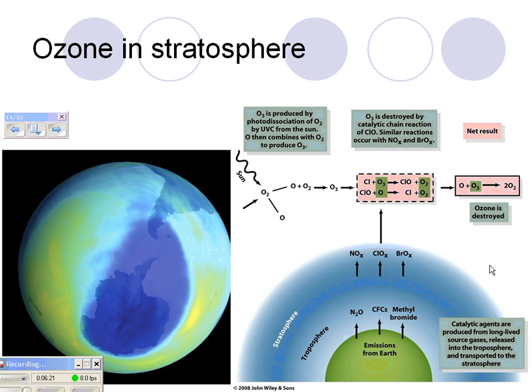Methyl bromide is a pesticide, also banned in most developed countries. And this can also be an ozone-depleting chemical. Nitrogen oxides, they play a role in the breakdown, but they don't directly dissociate O3.